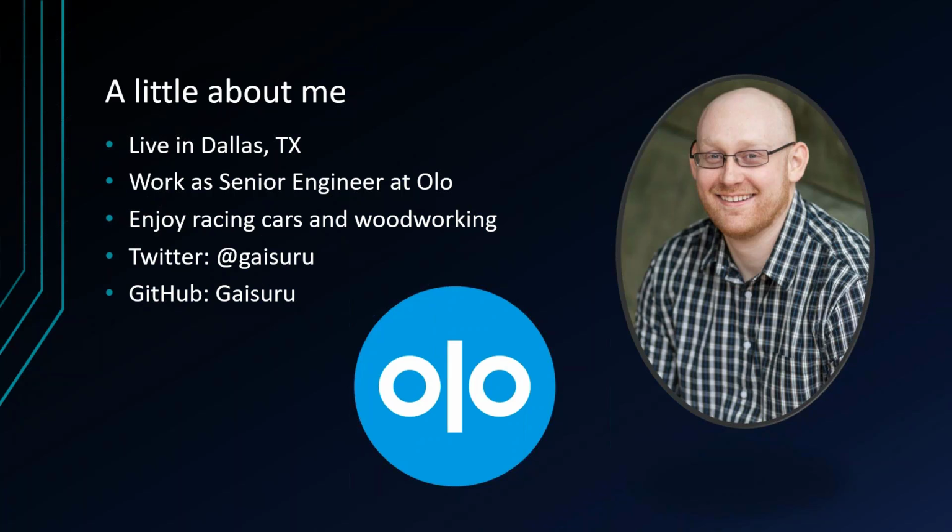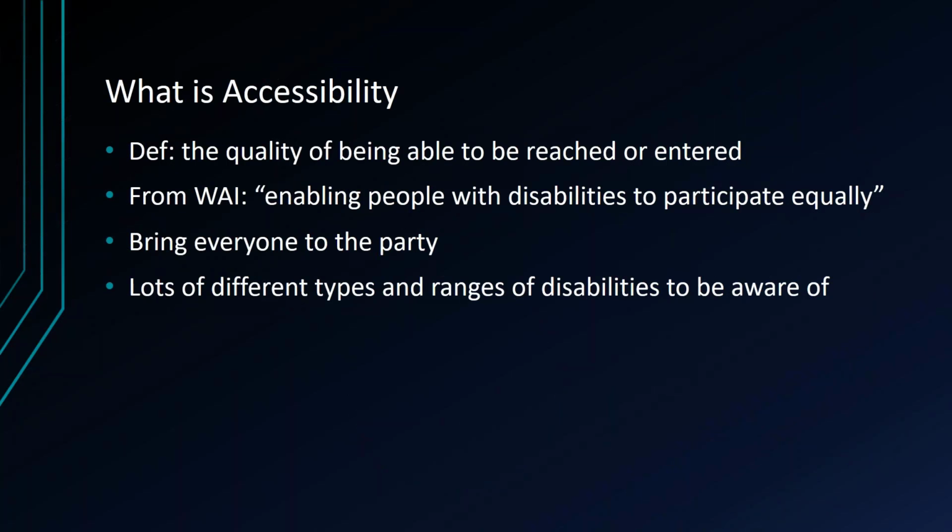Let's just dive right in because we've got a lot of stuff to cover today. First up is, what is accessibility? The first definition you find on Google is the quality of being able to be reached or entered. From the Web Accessibility Initiative, they sum it up as enabling people with disabilities to participate equally. What that really means to me is just bringing everyone to the table. When you build an app, I think everyone should be able to use it, and if someone has a disability, that shouldn't stop them from using it.